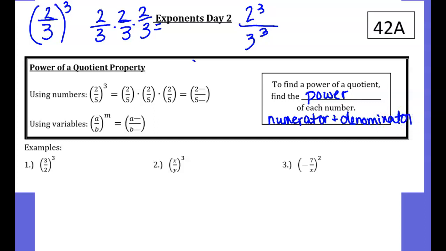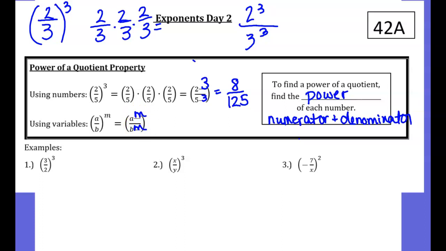All right, so in the event we took 2 to the fifth, we raised it to the third power. That means we take the numerator, raise it to the third power, and denominator to the third power. Now, if they're numbers, we typically evaluate, multiply them out. We get 8 over 125. Okay, but with variables, we just actually put the variable, we raise it to the power. In this case, it's going to be a to the m power, and b would be to the m power.